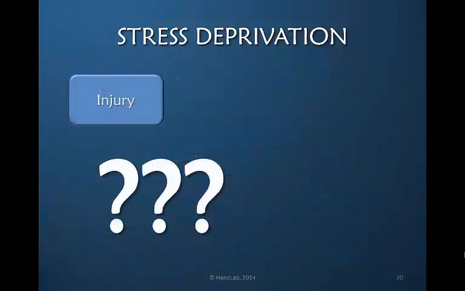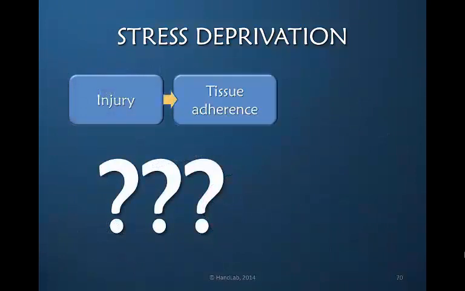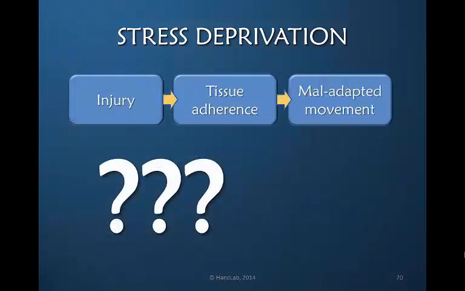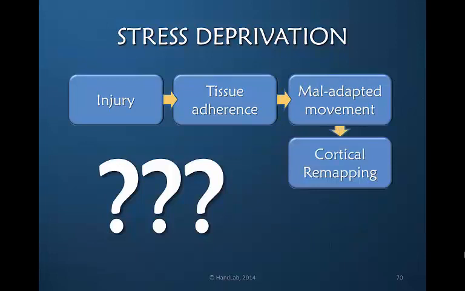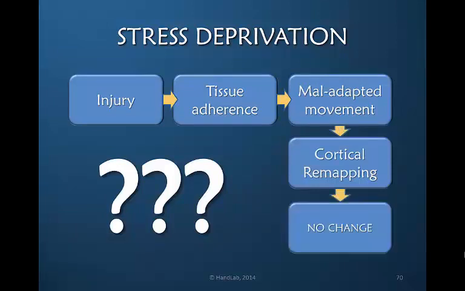The injury occurs, there is tissue adherence, which creates a maladapted pattern of movement, and the cortical remapping that results from that change of movement, and no change occurs. In other words, stress deprivation created by an injury creates this cascade of events that contributes to prolonged stiffness.